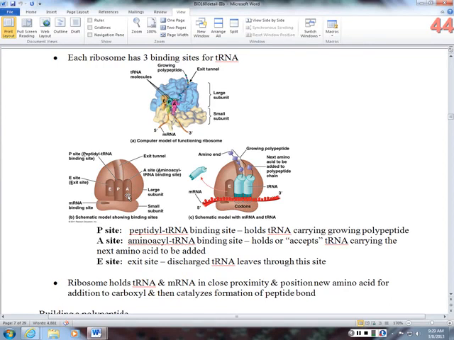You've got the aminoacyl tRNA binding site. This is going to hold or accept the tRNA that's carrying the next amino acid. So the way I remember it is, it's in the front, it's the accepting site that's going to take things in.